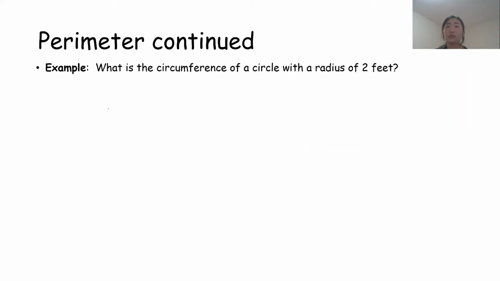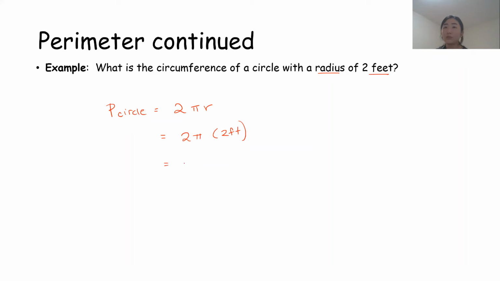So what is the circumference of a circle with a radius of 2 feet? So from the previous slide, we know that the circumference or perimeter, and I'm just going to shorten that to be p, of a circle is equal to 2 pi r. And we're given that r, or the radius, is 2 feet. So we can substitute that into the equation to be 2 pi times 2 feet.